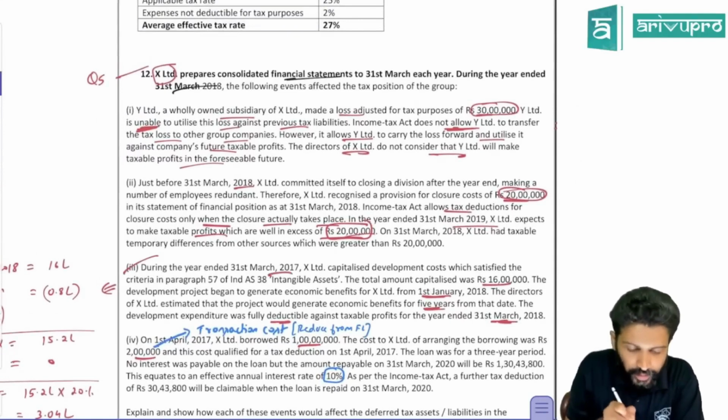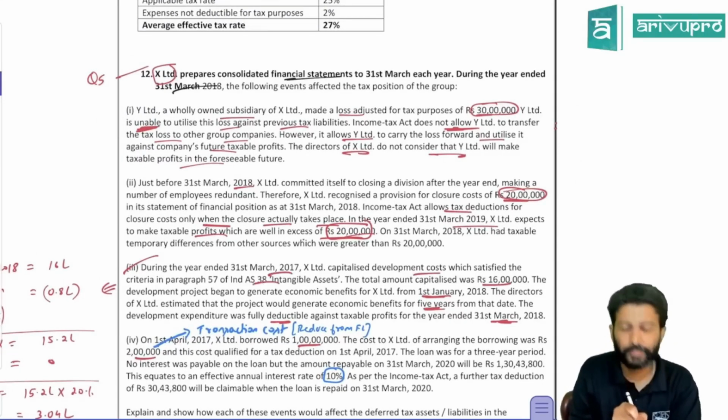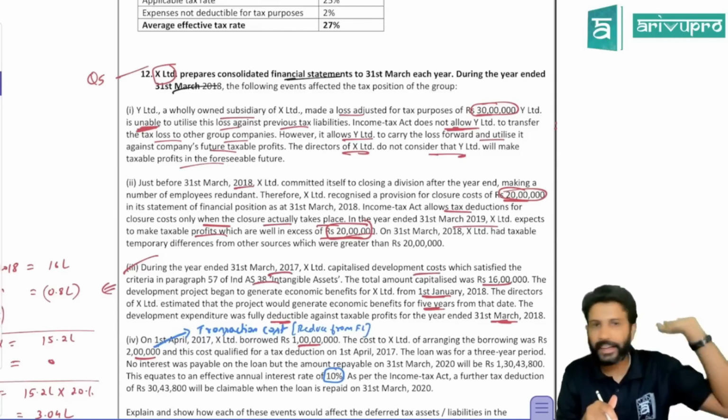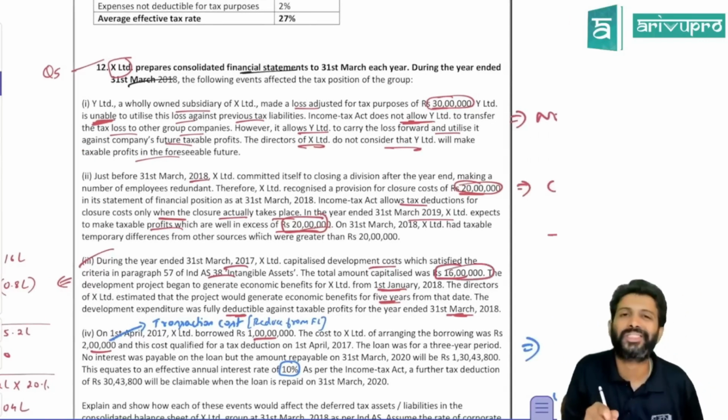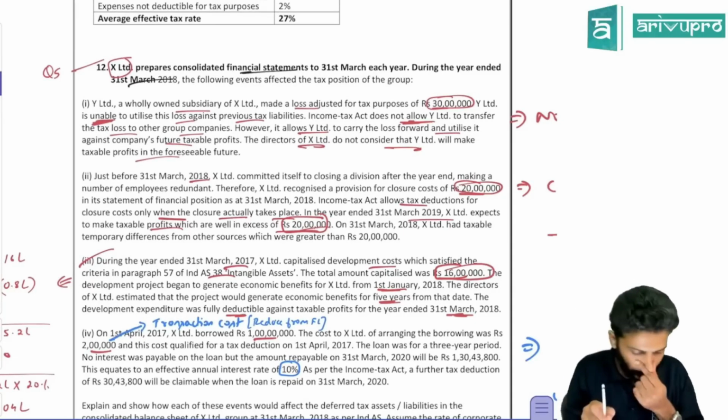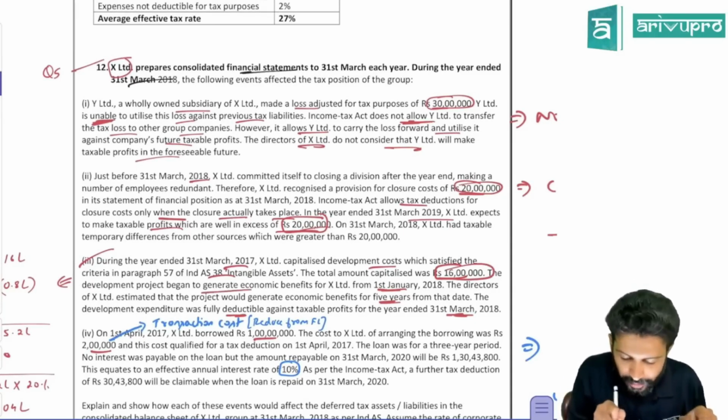Next, during the year ended 31st March 2017, X capitalized development cost which satisfied the criteria. So the criteria which we discussed was satisfied last year only. So we have booked it already. The total capitalized amount as intangible asset under development was 16 lakh. The project began to generate economic benefits from 1st January.